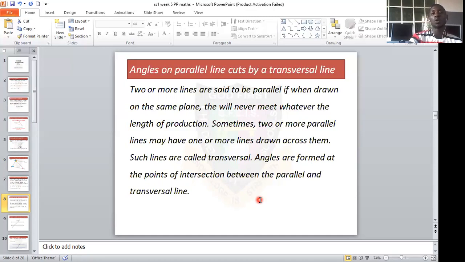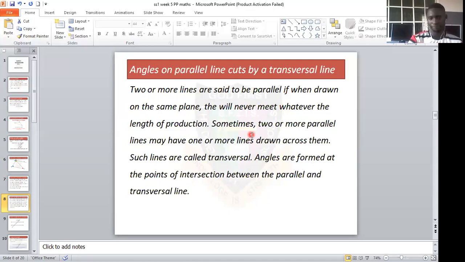Cut by a transversal line. Two or more lines are said to be parallel if, when drawn on the same plane, they will never meet, whatever the length of their production. These lines are called parallel lines. Regardless of their length of production, they will never meet.